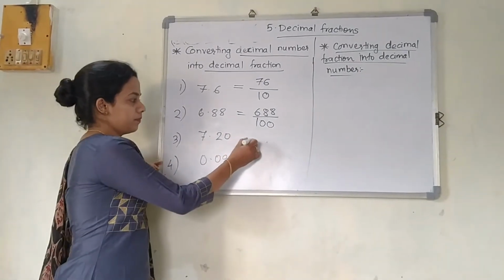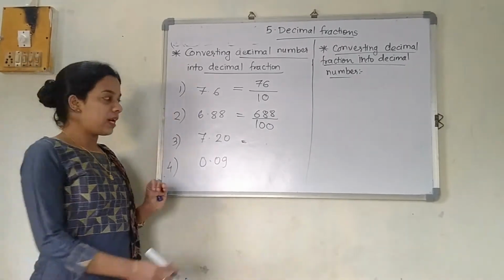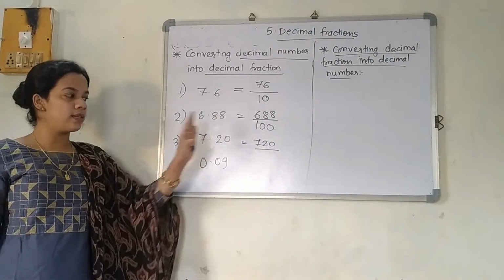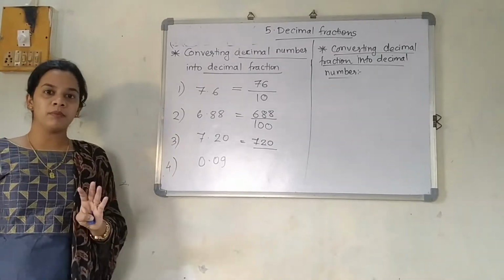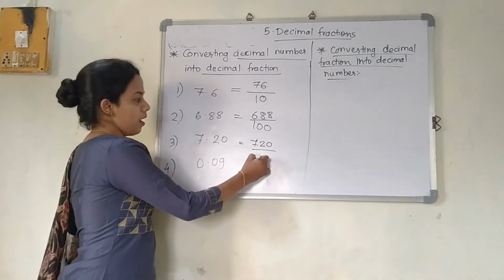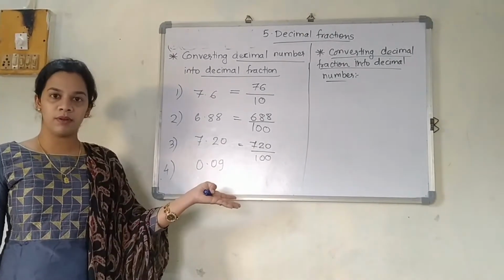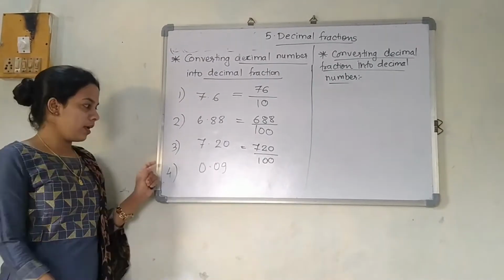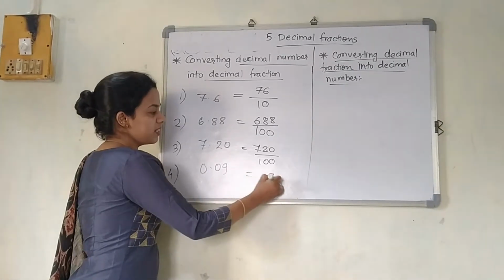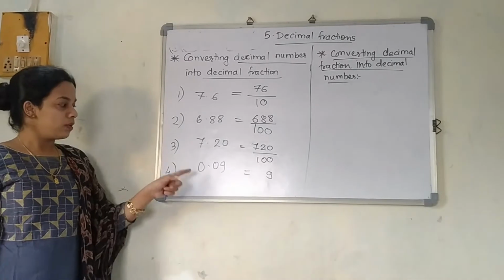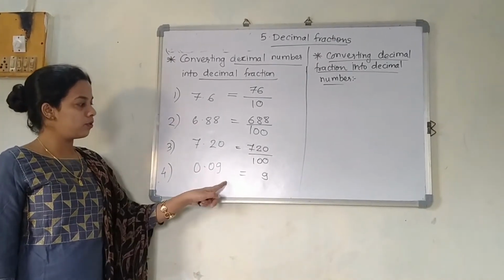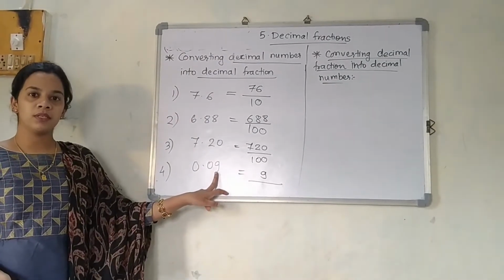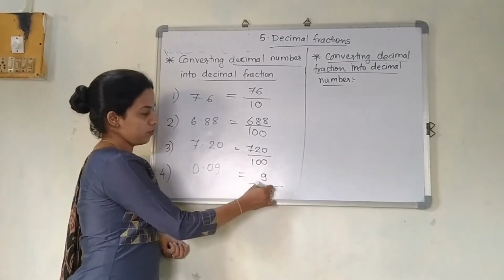Now just focus over here. 7.20. Write the number as it is on the top for the numerator, 720. Remove that point and write as it is. After the decimal, how many numbers are there? Two numbers. So after 1, how many zeros? 2 zeros. So this is the decimal fraction. Now 0.09. I am going to write the number on the top, that is 9 itself. Leading zeros don't matter, so 0.09 is 9 itself. Now you can see over here, after the decimal there are two numbers, so I am going to write 2 zeros. So this will be the answer.